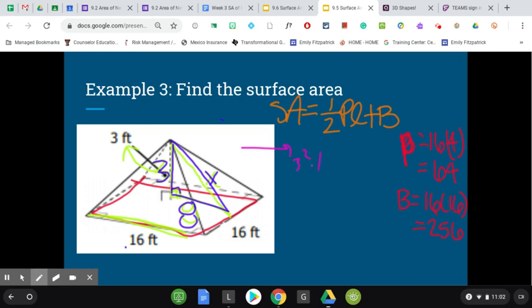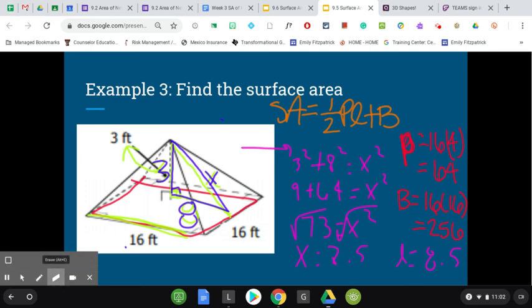So 3 squared plus 8 squared equals x squared. 3 squared is 9. 8 squared is 64. Add them up: 73 equals x squared. We're just doing the Pythagorean theorem. We want to solve for x, so we take the square root of 73. I get 8.5. So my slant height is 8.5. I'm going to write that over here. Again, I got that from doing the Pythagorean theorem. It's just an extra step that sometimes you'll have to do when you don't have the slant height.